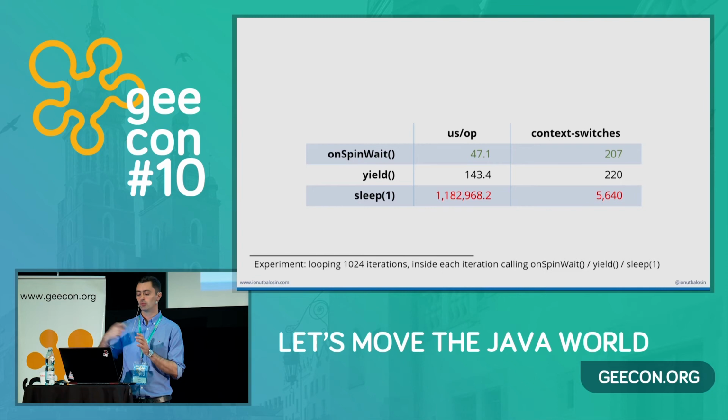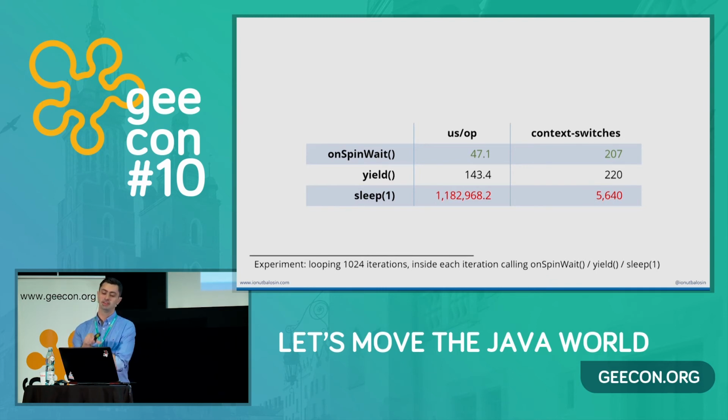I looped for 1024 iterations, and inside the iteration I used onSpinWait, yield, and sleep 1, because you can also use sleep in your test, right? If you are waiting for very few slices. However, the very important remark is the number of context switches.